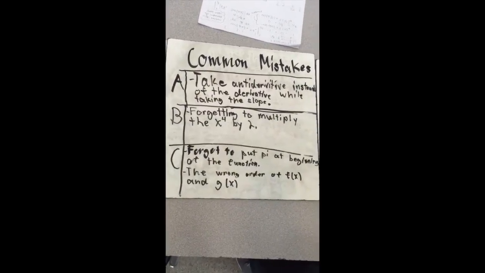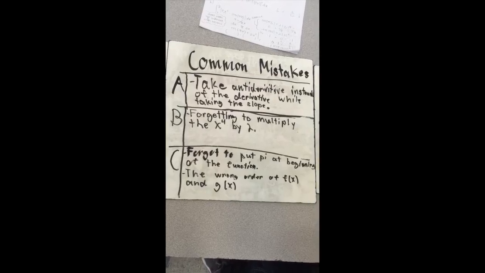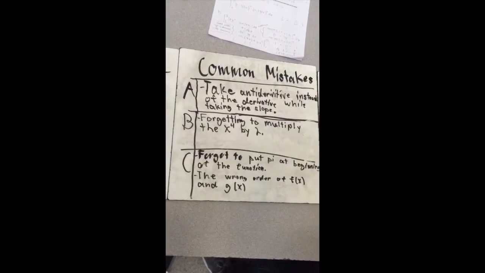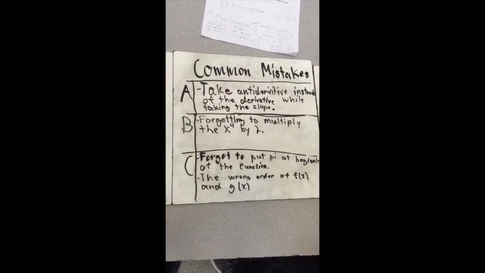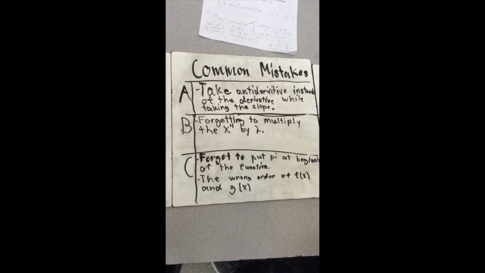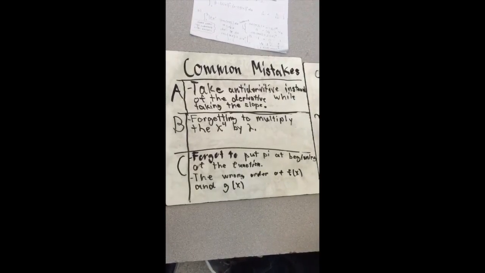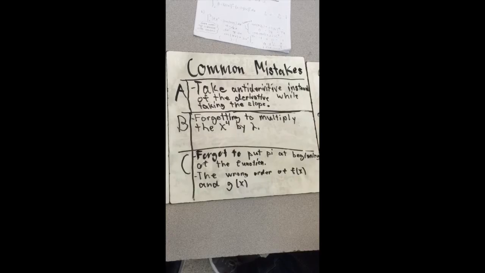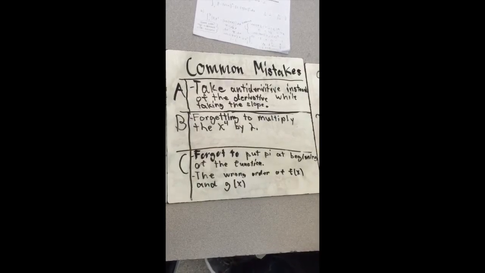Some common mistakes made were, in A, taking the antiderivative instead of the derivative while finding the slope. In B, forgetting to multiply x to the fourth by 2. And in C, forgetting to put pi at the beginning of the function and getting the wrong order of f of x and g of x.